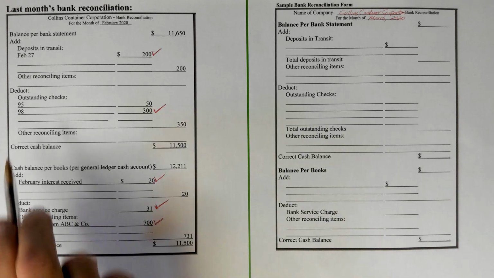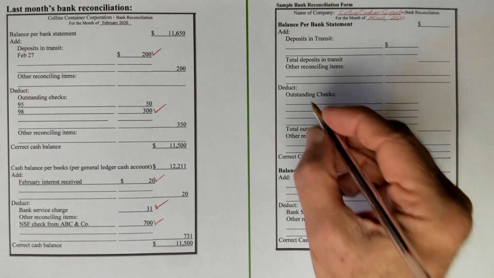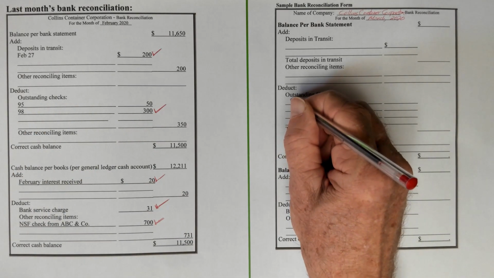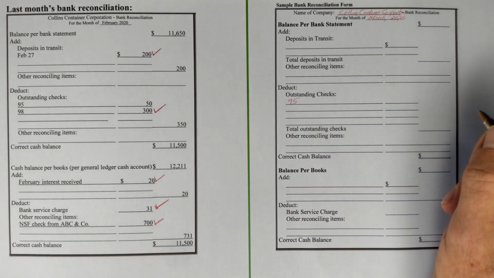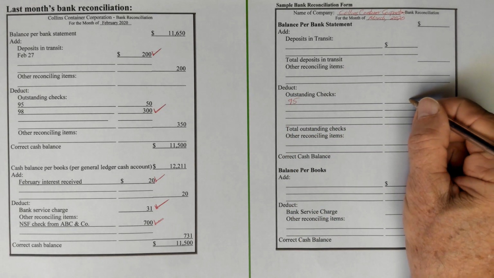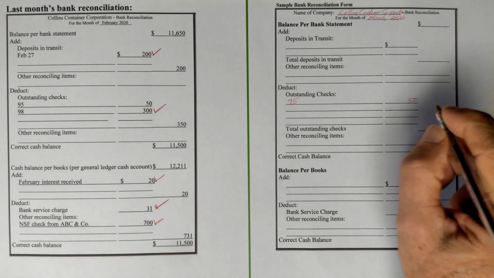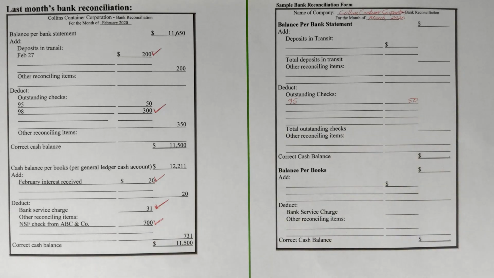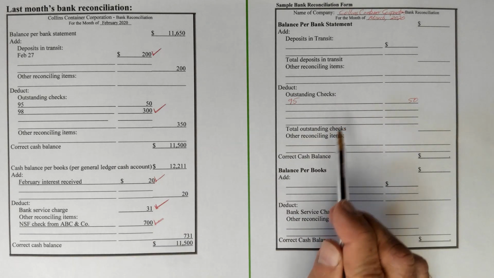So we've got this outstanding check. It's number 95. So outstanding check number 95, and the dollar amount of this is $50. So let me go ahead and put that over here. And that's the only reconciling item I have to deal with. If I had any others, I would go ahead and list them.